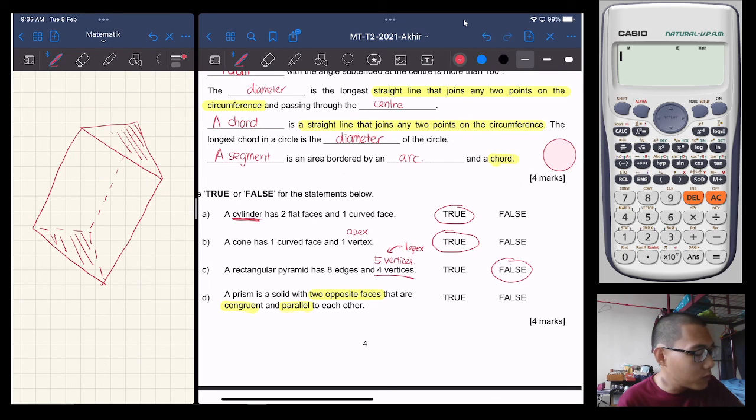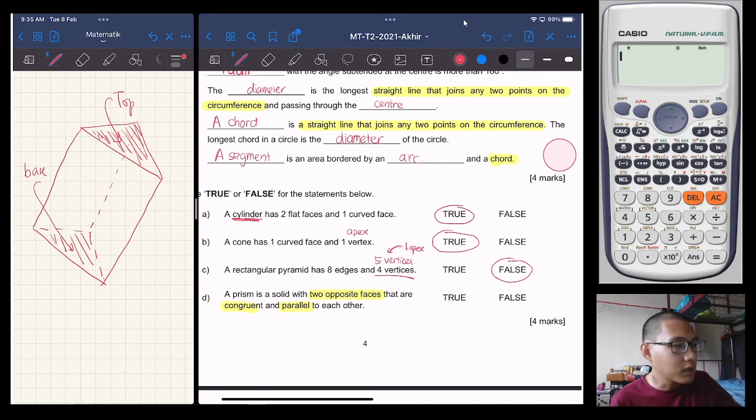Okay, and we have two congruent triangles here, one at the top and one at the bottom as a base. These two opposite faces are congruent, and they are also parallel.